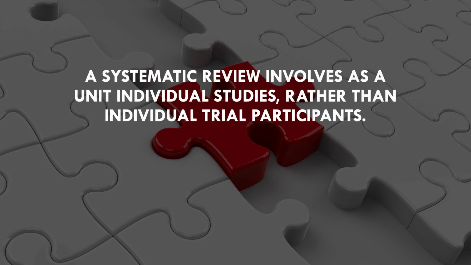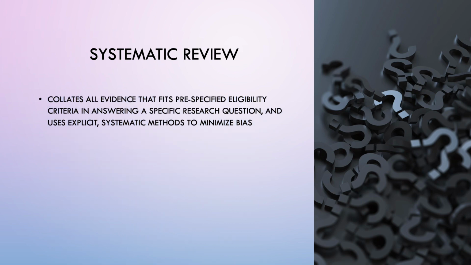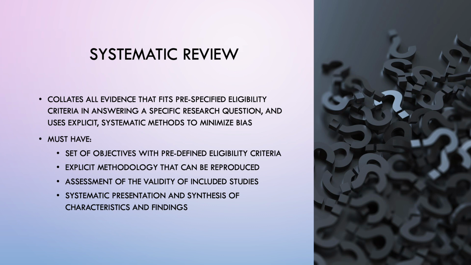A systematic review involves, as a unit, individual studies rather than individual trial participants as seen in randomized controlled trials and observational studies. So it collates all evidence that fits pre-specified eligibility criteria in answering a specific research question and uses explicit systematic methods to minimize bias. So one must have a set of objectives with predefined eligibility criteria, explicit methodology that can be reproduced, assessment of the validity of included studies, and systematic presentation and synthesis of characteristics and findings.